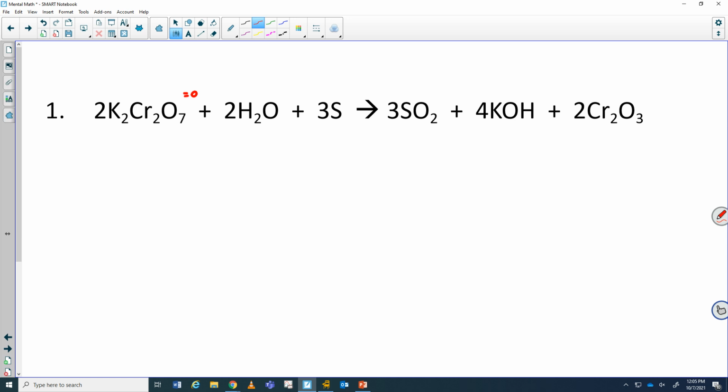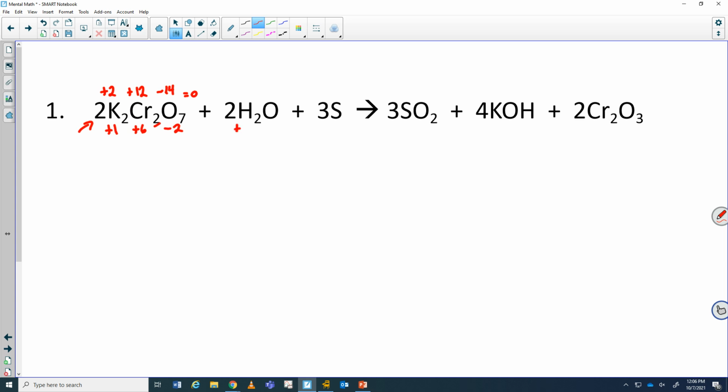So looking at K2Cr2O7, I know the potassium is always a +1 oxidation state. Oxygen is always a -2 oxidation state. So from the potassiums I have +2, and from the oxygens I have -14. So I need +12 from the chromiums. So this becomes a +6 because there are 2 chromiums there. Notice I'm not worrying about the balancing.